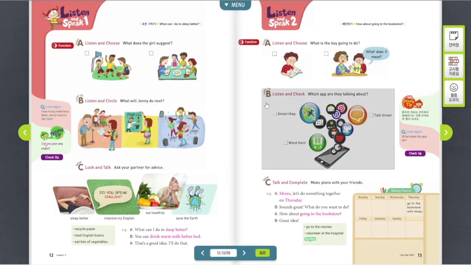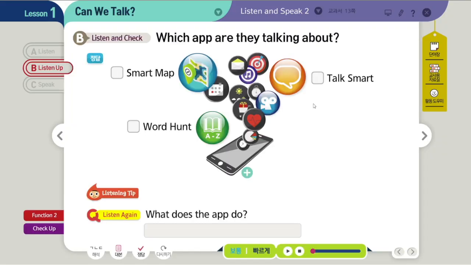Now, looking down to part B, listen and check, we want to know which app they are talking about. There are 3 apps, Smart Map, Word Hunt, and Talk Smart. Let's listen to the dialogue to find out what the app does and which app they are talking about.